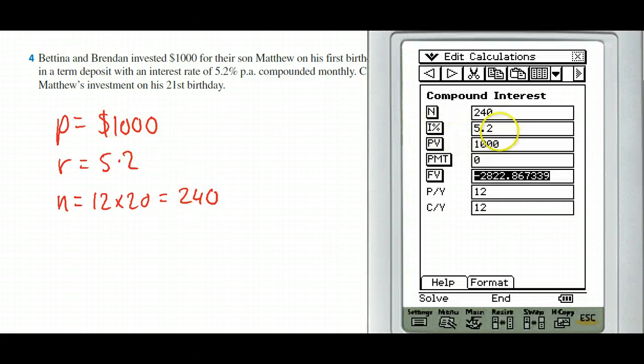Okay, when we put those figures in, 240 for the number of compounding periods, 5.2, 1,000, and 12 and 12 for the number of times each year it compounds, then we get this result, $2,822.87.